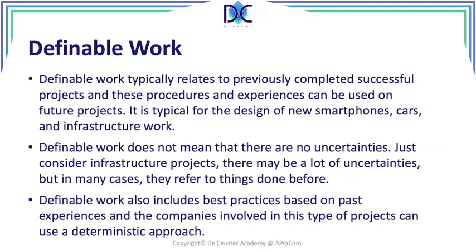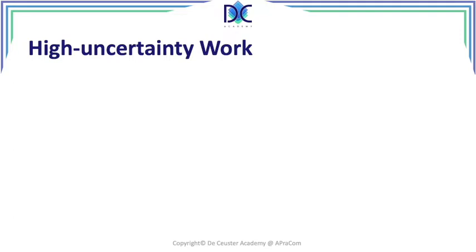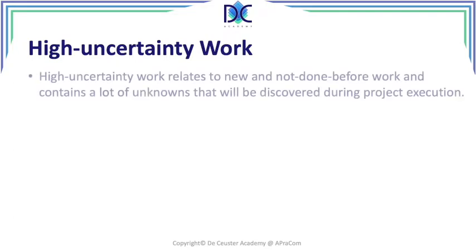On the other hand, high uncertainty work is a little bit different. Here we look at work not done before. So there are a lot of unknowns that will be discovered during project execution. Just imagine developing the first smartphone, the first man into space, things like that. These are things which are of high uncertainty and have not been done before. There are a lot of examples like that. You can find them in your own industry, and you will see what the definition of high uncertainty is. You can find it when you say, oh, this we've never done before. Nobody else has done it before.